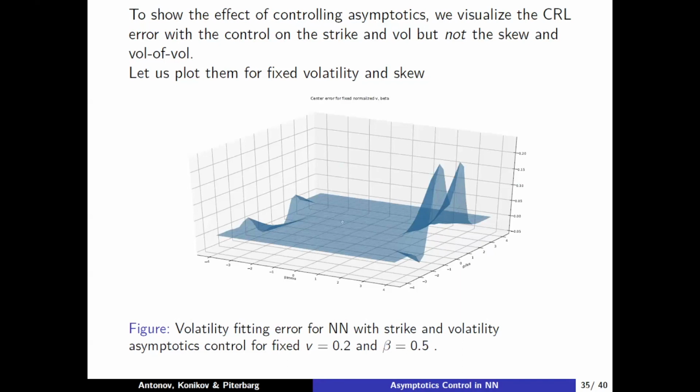Of course everything is okay here. All is good in the direction of the strike where we control the asymptotics. However, outside, for large gammas, small and large gammas, we will have these spikes, whatever it means, but we see the errors coming up if there is no control.